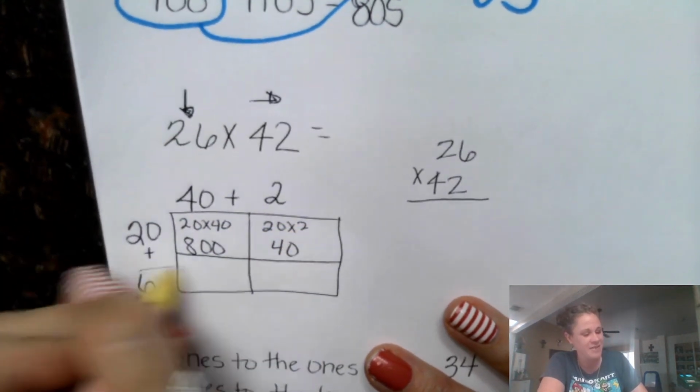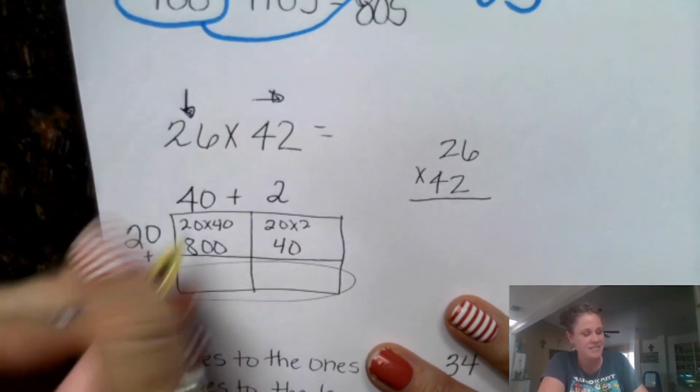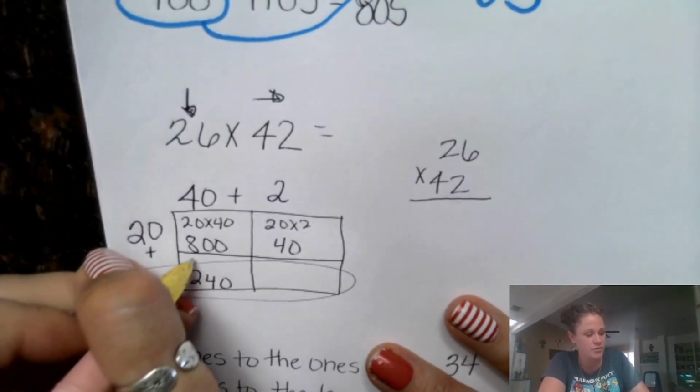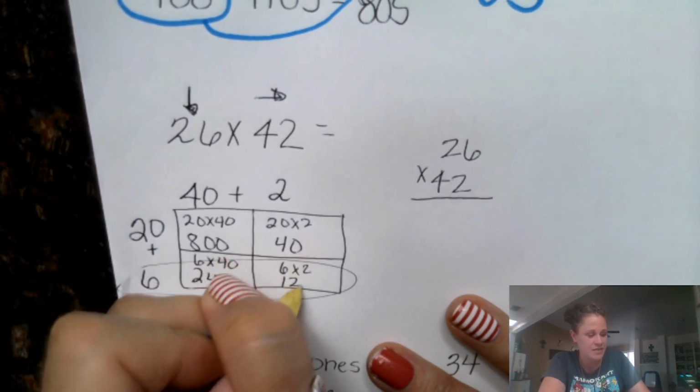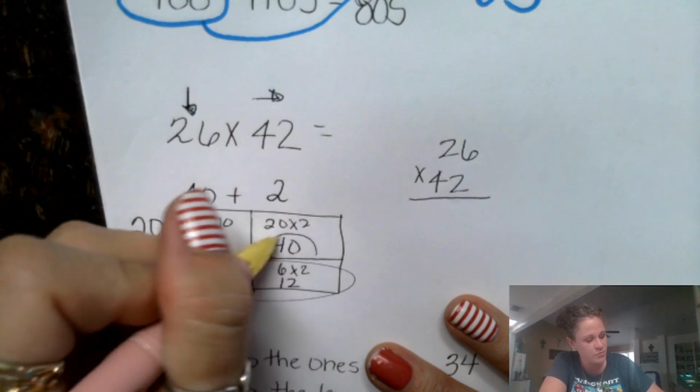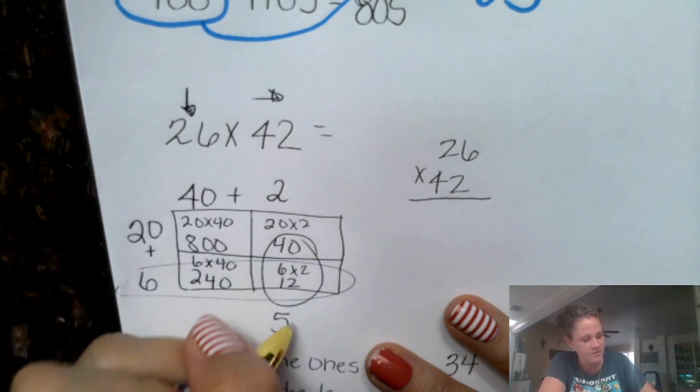And then let's go to the bottom, multiply everything times 6. 6 times 4 is 24, so this is 240. And 6 times 2 is 12. Remember, I'm going to add my partial products going down, so this is 52.